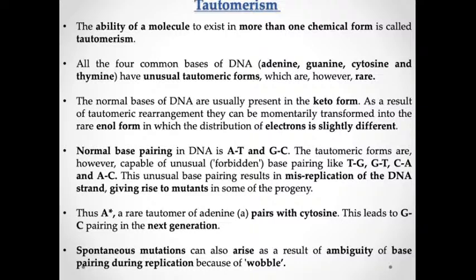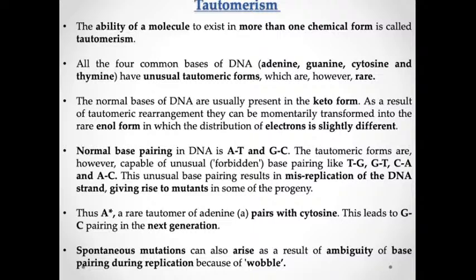So what is tautomerism? Tautomerism is the ability of a molecule to exist in more than one chemical form. All four common bases, that is adenine, guanine, cytosine, and thymine, have unusual tautomeric forms, which are however rare, being different chemical forms of all four bases. Normal bases of DNA are usually present in the keto form. As a result, tautomeric rearrangement could momentarily transform them from the keto into the enol form, in which the distribution of electrons is slightly different.